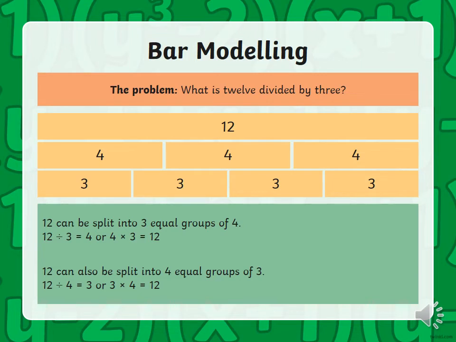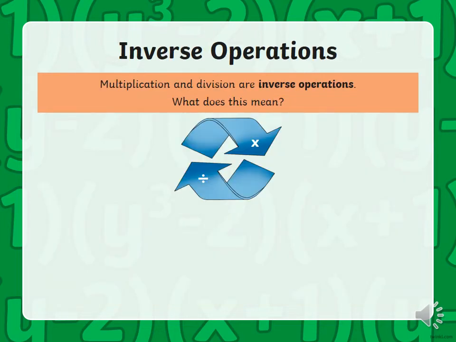12 can be split into 3 equal groups of 4. 12 divided by 3 equals 4, or 4 times 3 equals 12. 12 can also be split into 4 equal groups of 3. 12 divided by 4 equals 3, or 3 times 4 equals 12. Multiplication and division are inverse operations.